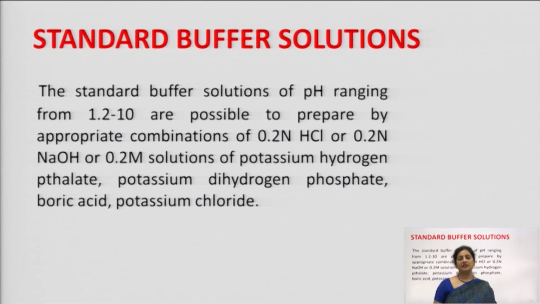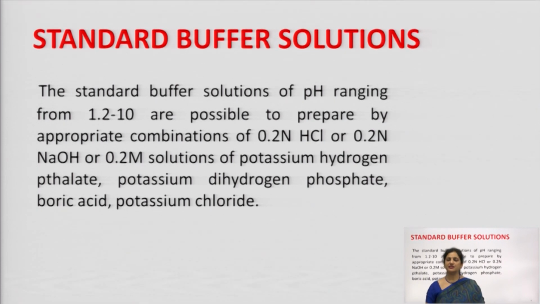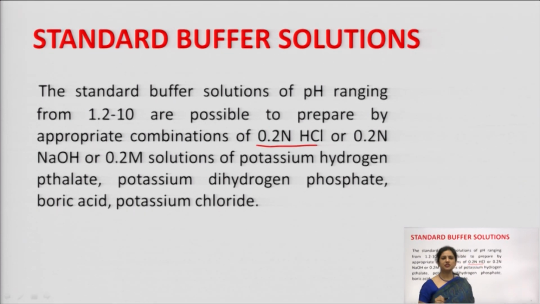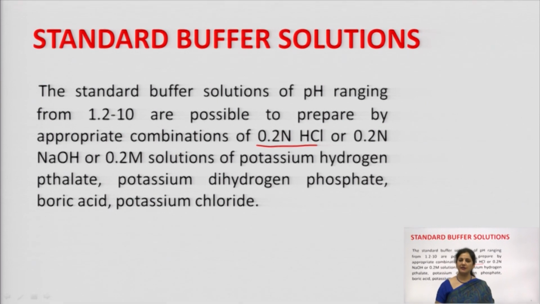Now, the standard buffer solutions are the solutions which we use as a buffer, which have a definite pH range and which are made to be used in the pharmaceutical dosage forms. These standard buffer solutions are prepared by the formula which is generally given in the official literature, that is Indian Pharmacopoeia. Standard buffer solutions of pH ranging from 1.2 to 10 are possible to prepare by appropriate combinations of 0.2 normal HCl or 0.2 normal sodium hydroxide or 0.2 molar solution of potassium hydrogen phthalate, potassium dihydrogen phosphate, boric acid and potassium chloride. These salts and the combination in the desired molar range help us to make the buffer solutions which are used as standard buffer solution. For the details, you can refer to the formula given in the IP appendix.